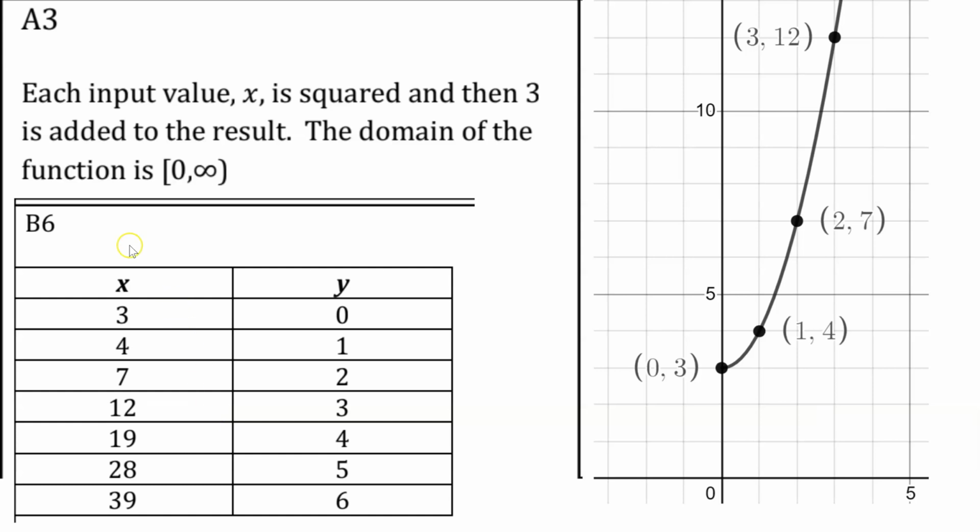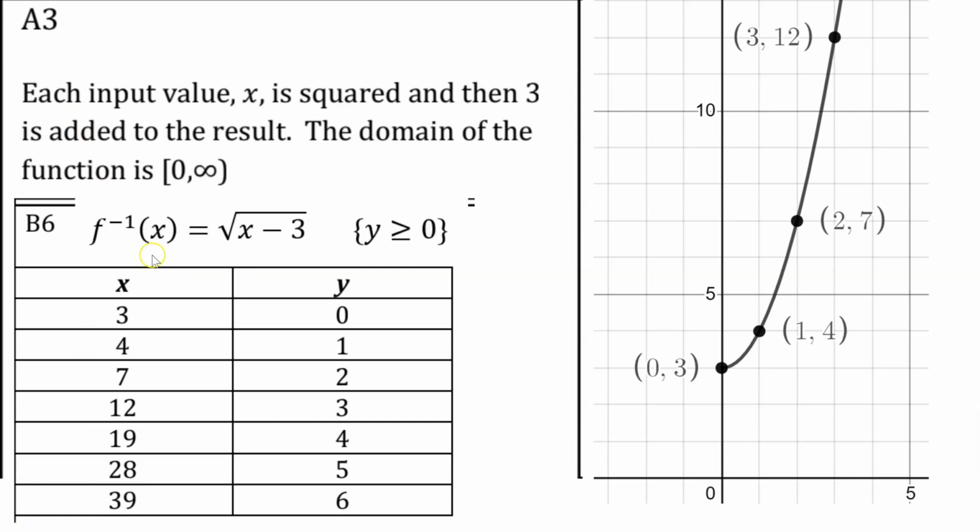The function rule that we originally generated for the inverse, you can see, does indeed fit for the table in B6. Notice that we said f inverse of x would be the square root of x minus 3 for y values that are all greater than or equal to 0. All of the y values in this table are greater than or equal to 0. And for example, for one of the points we haven't tried, if I substitute 19 into this function, 19 minus 3 is 16, and the square root of 16 is indeed 4. So you can see that this table does match the rule we originally came up with.